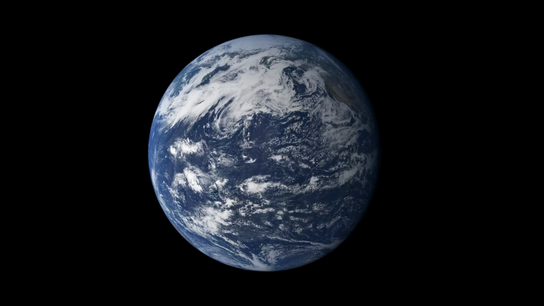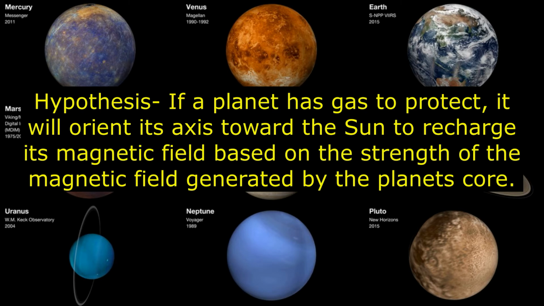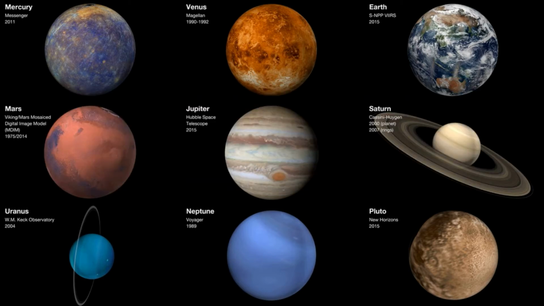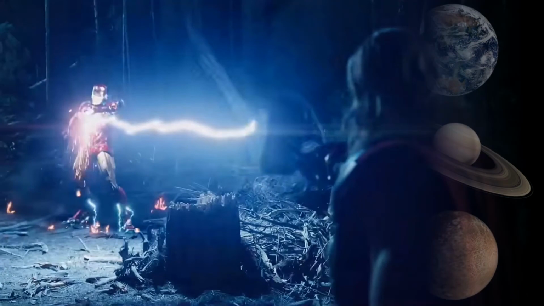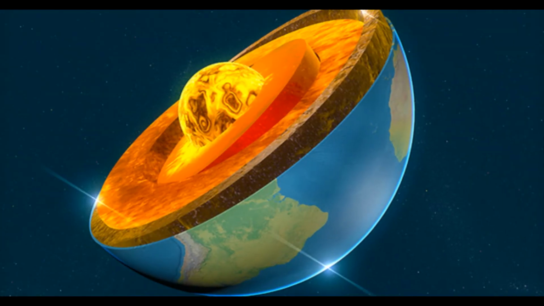So a basic hypothesis can be, if a planet has gas to protect, it will orient its axis towards the sun to recharge its magnetic field based on the strength of the magnetic field generated by the planet's core. So again, if we look at Iron Man, Thor, charging up, same thing with the planets.